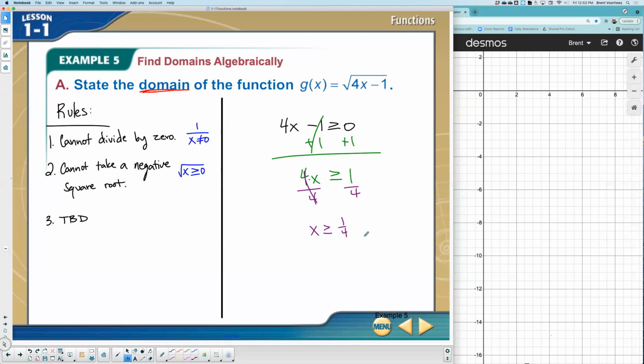1/4. Like I said before, you assume at the start that x is all reals. That's how we assume. We think it's going to be all reals. But then if you see a rule breaker, you limit it. And so in this particular case, x has to be greater than or equal to 1/4.